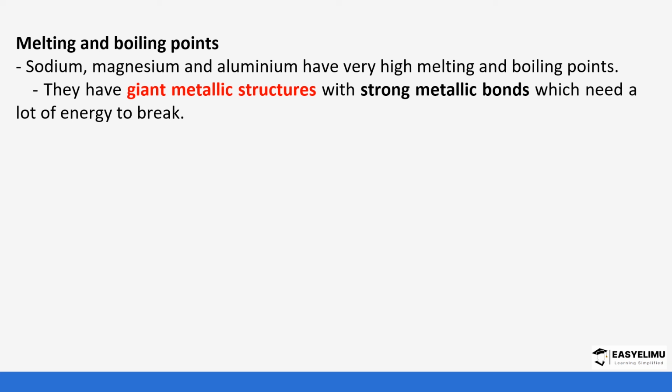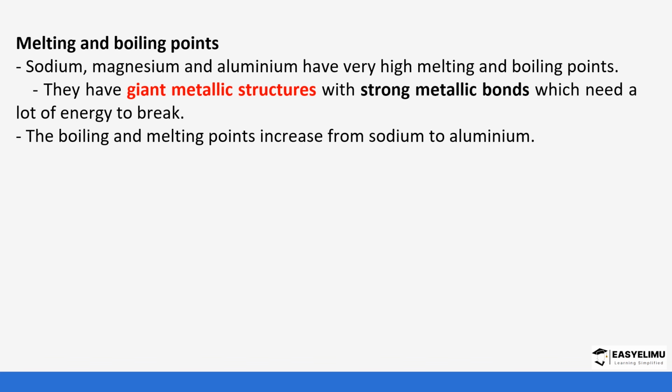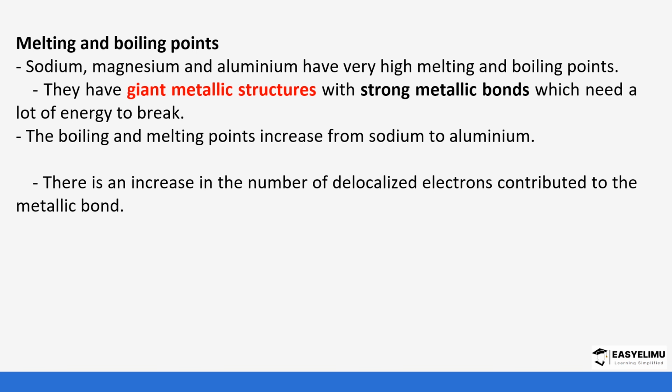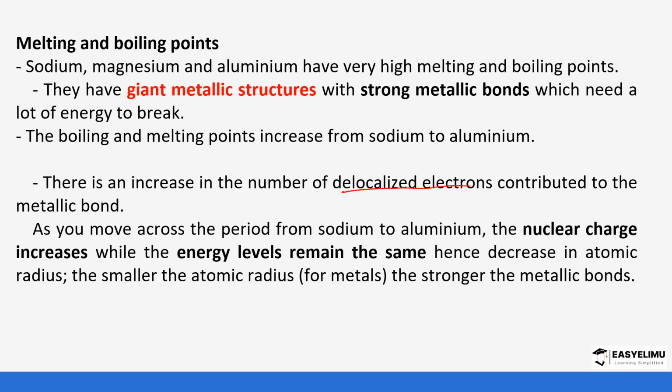They have a giant metallic structure. You mention the structure and you mention the bond. Because the bond needs energy to be broken, that's the reason why there's an increase in the melting points. The melting point and boiling point usually increase from sodium to aluminium, and we say the reason why this is so is because of the increase in the delocalized electrons. We discussed this in the topic metallic bonding. You can go back and check it out.